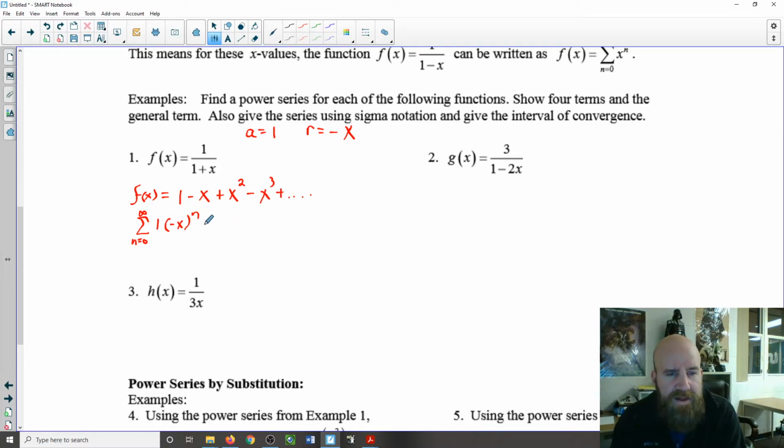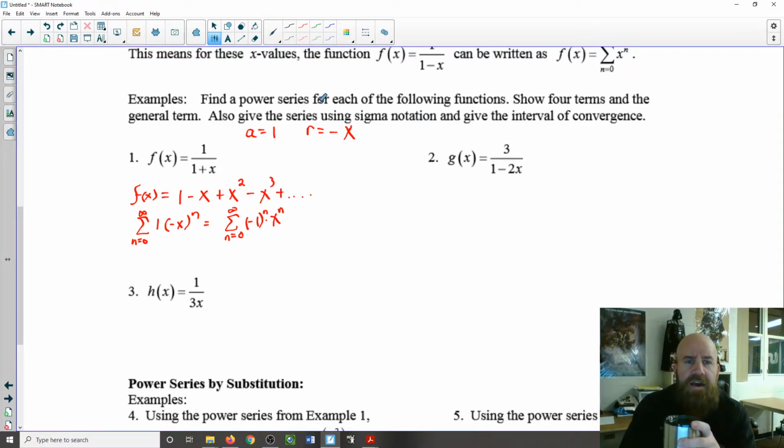Okay, another way to write this, you don't have to have this, but we could write this as (-1)^n. So our alternating series, we could have an alternating geometric series here. So we could say that this is (-1)^n times x^n. We could say that. These are going to equal out to be the same thing.